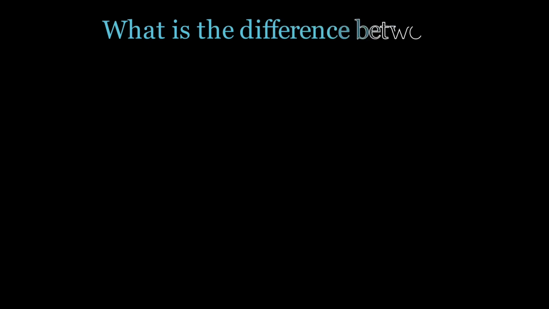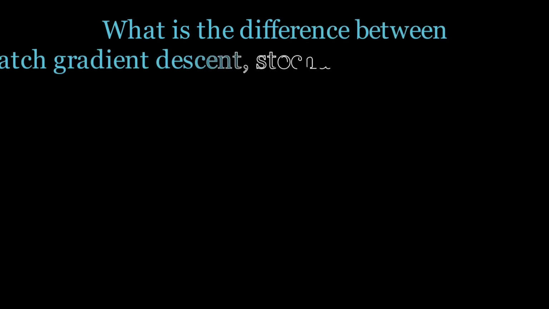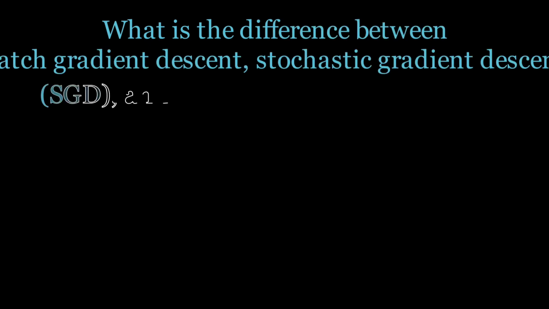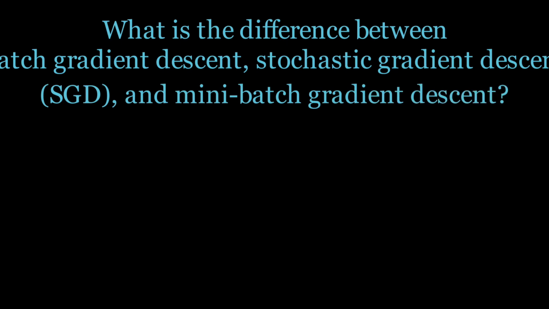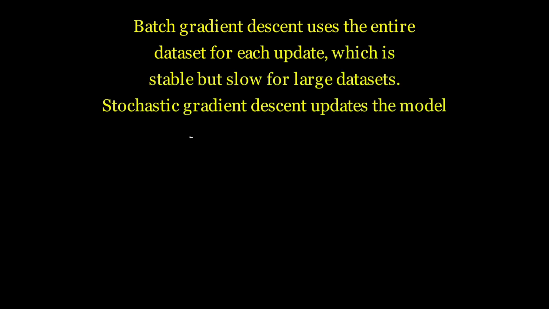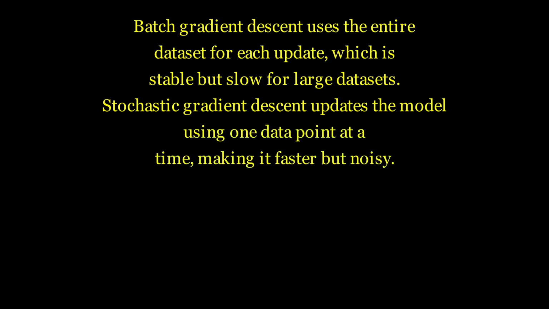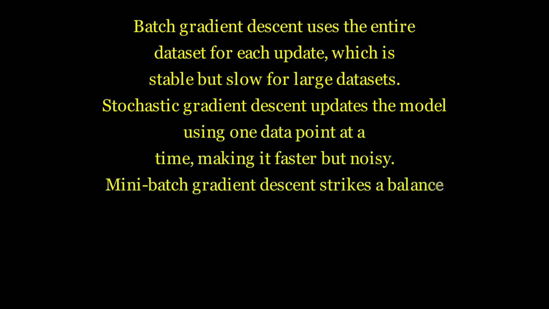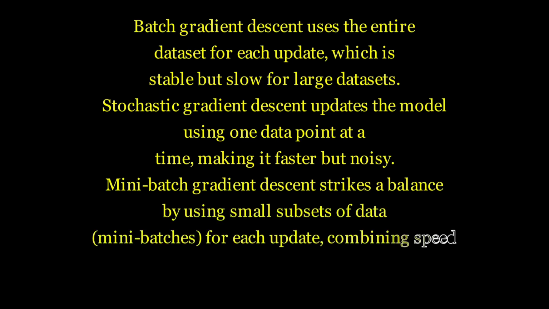What is the difference between batch gradient descent, stochastic gradient descent (SGD), and mini-batch gradient descent? Batch gradient descent uses the entire dataset for each update, which is stable but slow for large datasets. Stochastic gradient descent updates the model using one data point at a time, making it faster but noisy. Mini-batch gradient descent strikes a balance by using small subsets of data, mini-batches, for each update, combining speed and stability.